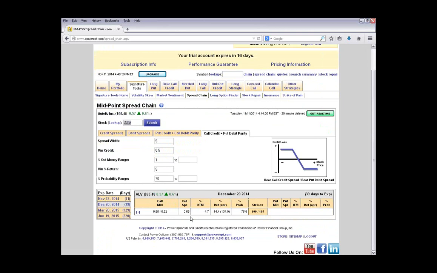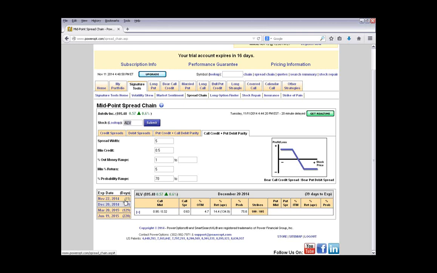Okay, and so we see that there's only one spread right now for our standard December 20th expiration, 39 days out, that matches our requirements of a 5-point spread, a 50-cent net credit, and is giving us a 75.6% probability. The bear put debit isn't giving us a positive return using midpoint prices, believe it or not, so that's why it's not showing up in our results.